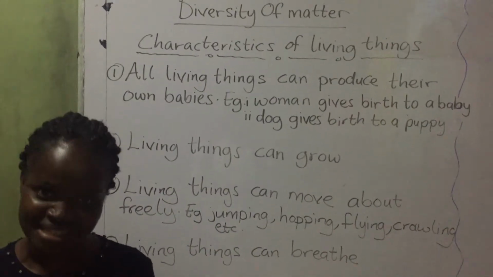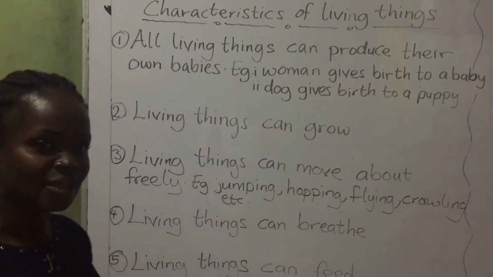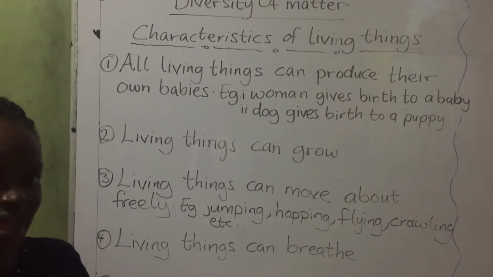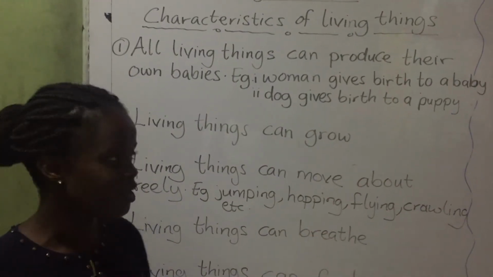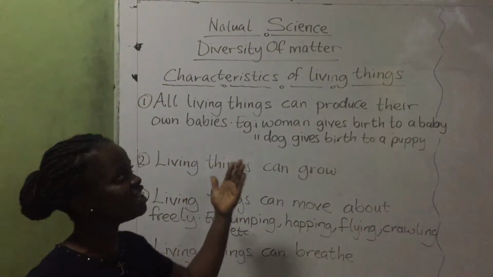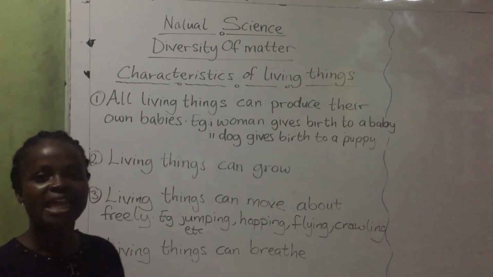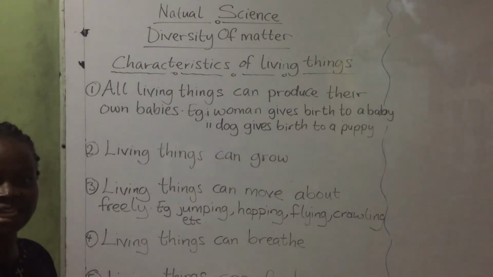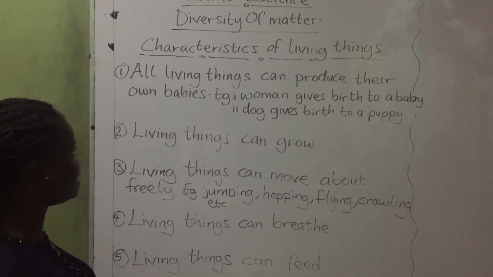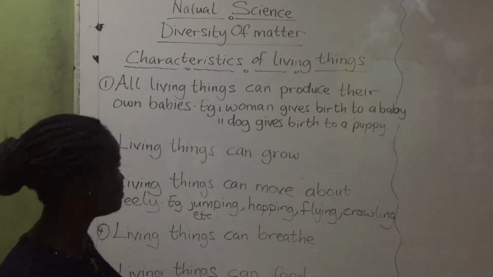In our last lesson, we learned about living things. We also talked about a lot of living things. We talked about birds, we talked about cats, and all that's around us. Today we are going to talk about characteristics of living things. When we say characteristics, what is characteristics? It means what living things have and what they can do. So, what are the characteristics of living things?